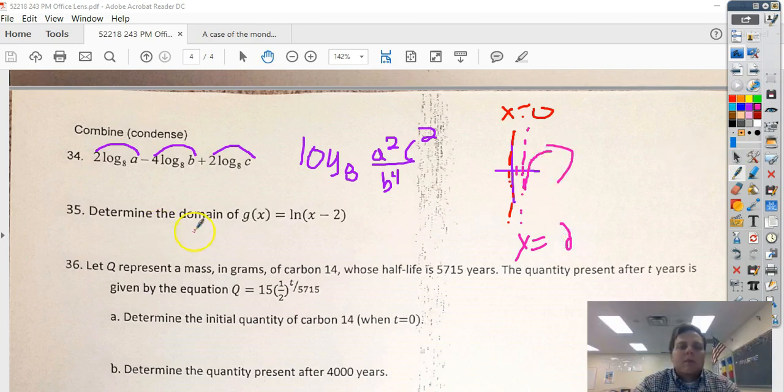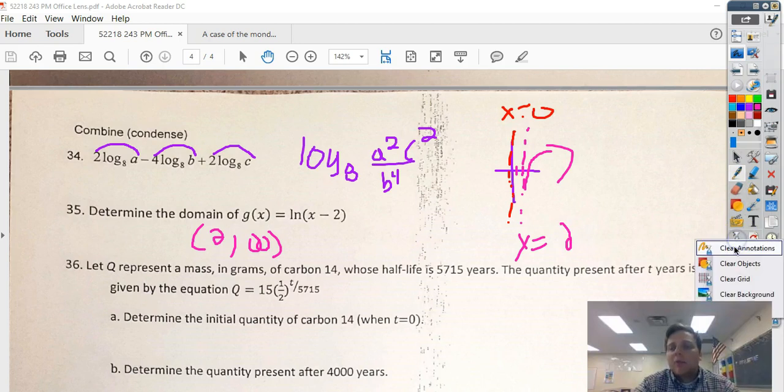Okay, so we could say my domain is from 2 to infinity, but with a parenthesis, not with a bracket, because it's coming from a vertical asymptote. So I never get to include it. Okay, so that's why it gets a parenthesis, not a bracket.